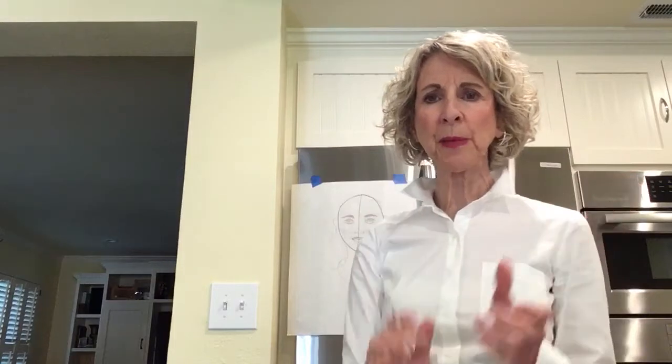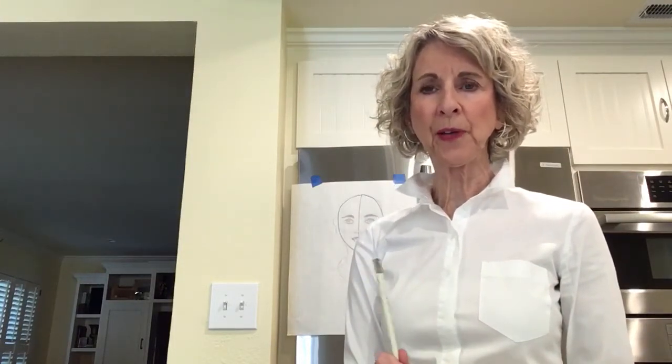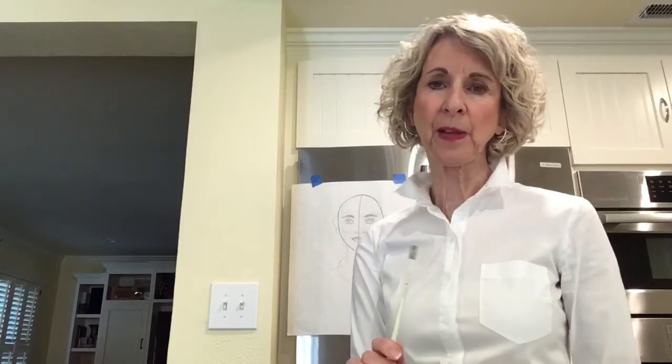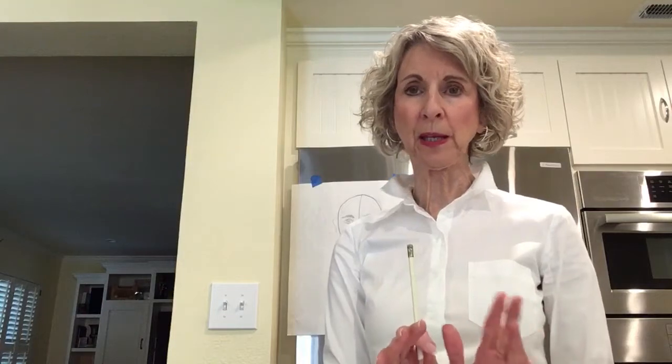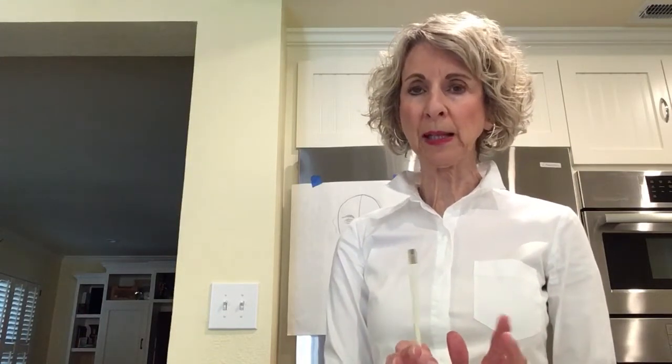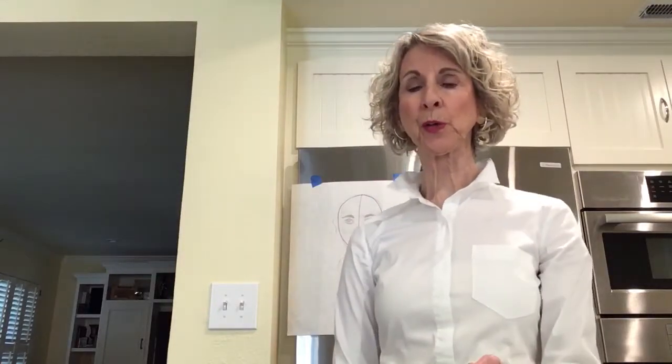Remember, our faces are symmetrical. So we have an eye on each side of our face, and we have an ear on each side of our face, and then we have a half of a nose and a half of a mouth. So we want to think of our face being symmetrical and balanced, so we are going to divide it in half.